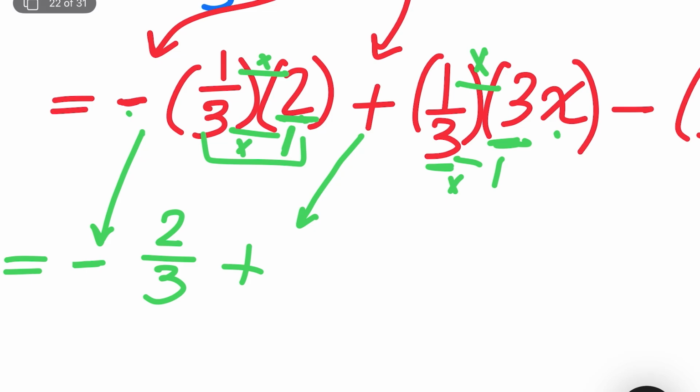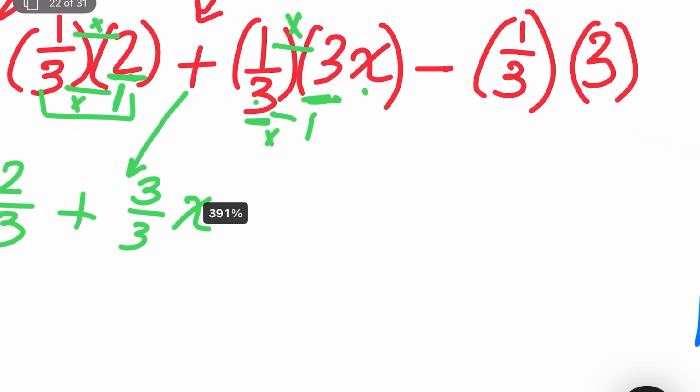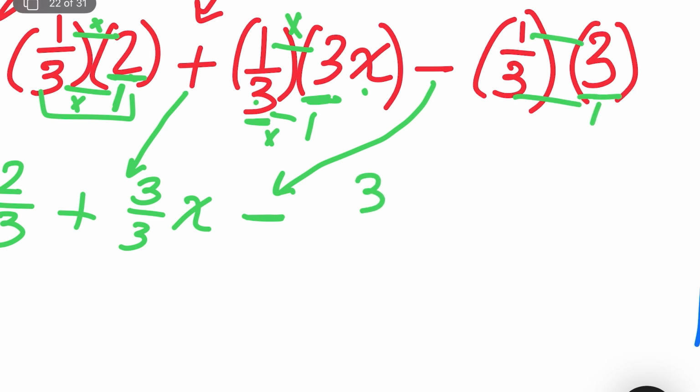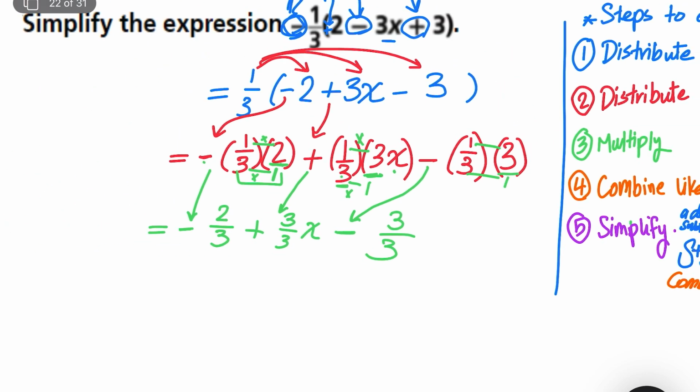1 times 3 is 3. 1 times 3 again is 3. Of course, don't forget the variable. Variable is our friend. We never leave a friend behind. Now drag the negative down and multiply again. Same process. 1 times 3, 3. 1 times 3 is also 3.